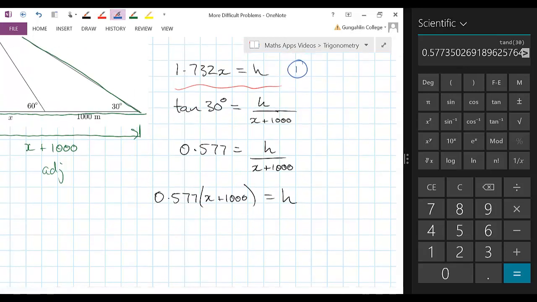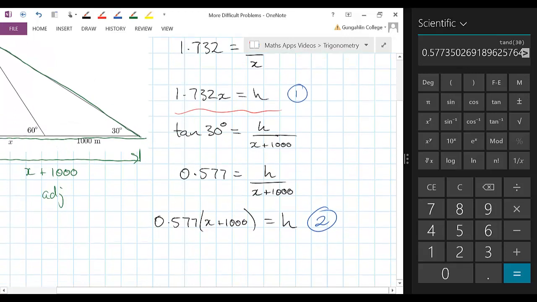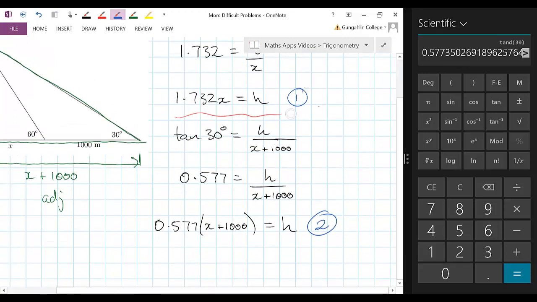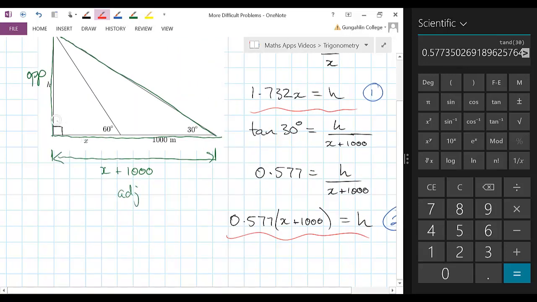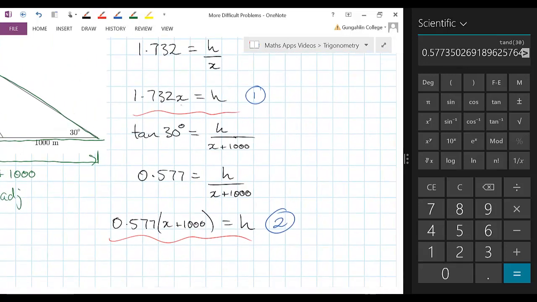And we're going to have a look at our two equations. So equation number 1 relates x and h. Equation number 2 also relates x and h. And I need to determine what each of those things are, what x is and what h is. And it's got to be the same thing in both equations because it represents a real distance here. So what I'm going to do is something called solving these simultaneously. I'm going to use one of these equations to knock out the h in the other equation.